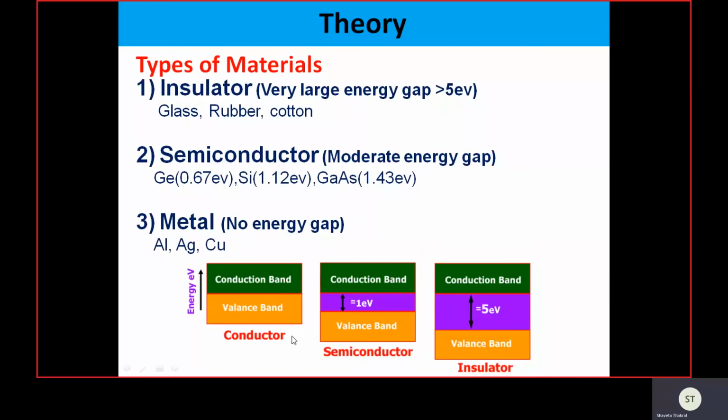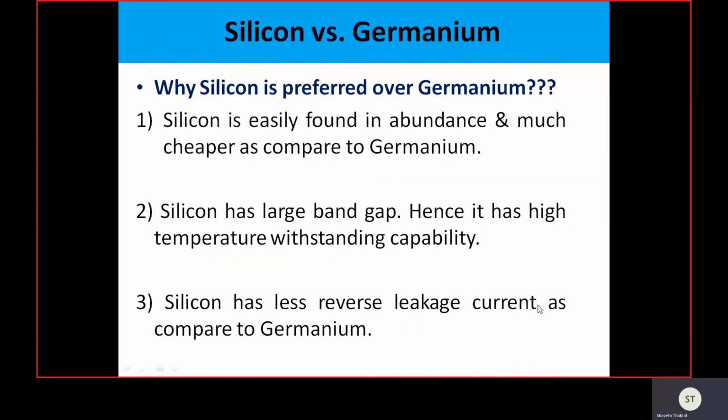In the case of conductor, the conduction band and valence band overlap each other and therefore there is no energy gap. In the case of semiconductor, there is a moderate energy gap, that is near about 1 electron volt. And in the case of insulator, the energy gap between the valence band and the conduction band is very large, equal to or greater than 5 electron volt.